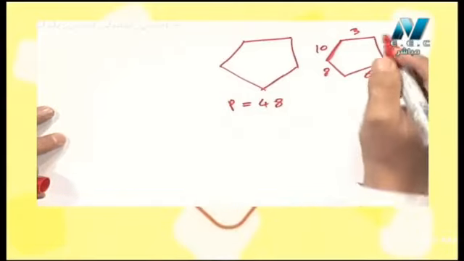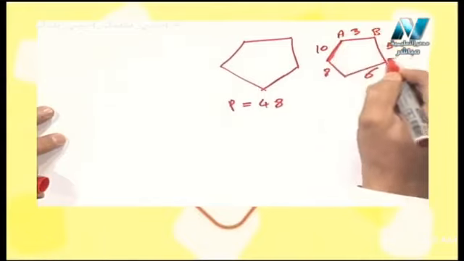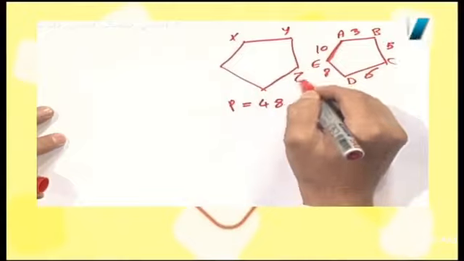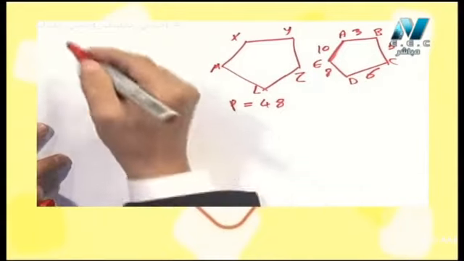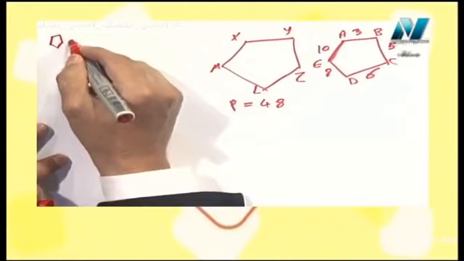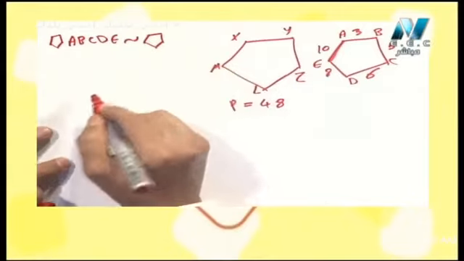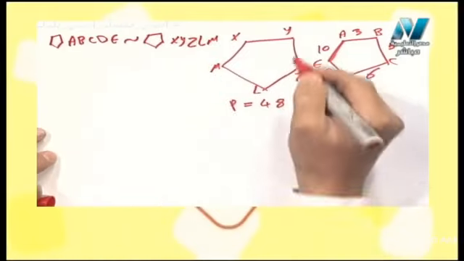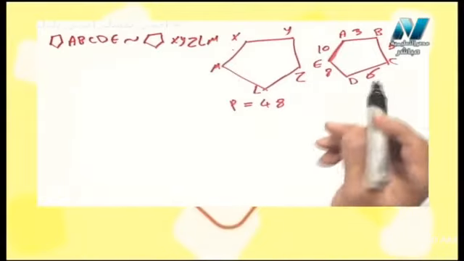Okay, we can write the vertices here: A, B, C, D, E, and here X, Y, Z, L, M. The two pentagons are similar, so pentagon ABCDE is similar to pentagon XYZLM, and the request is to find each side here. He gave me the sides of the first one.